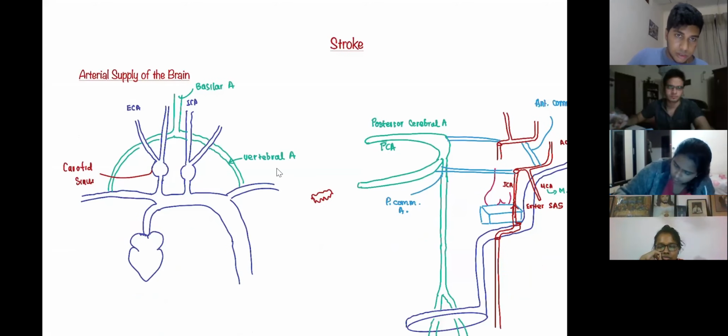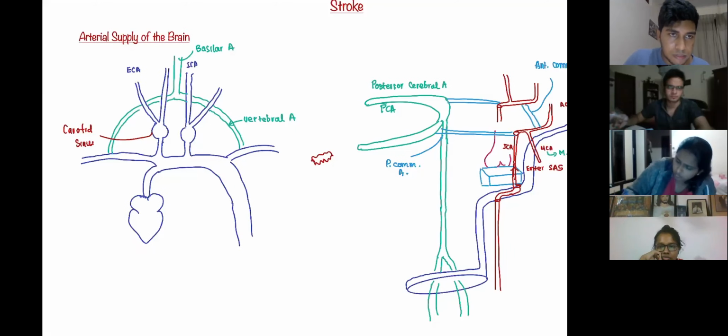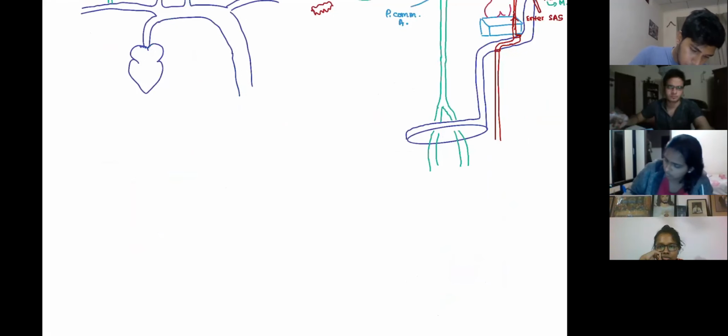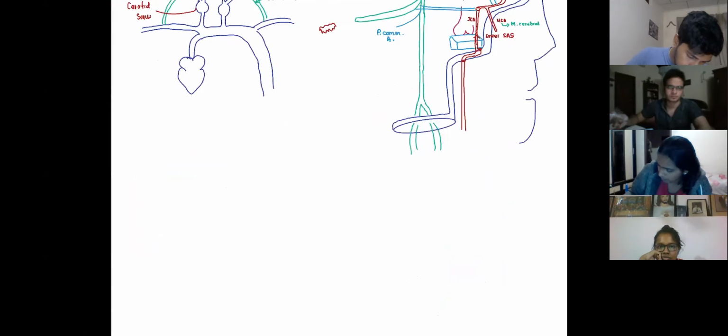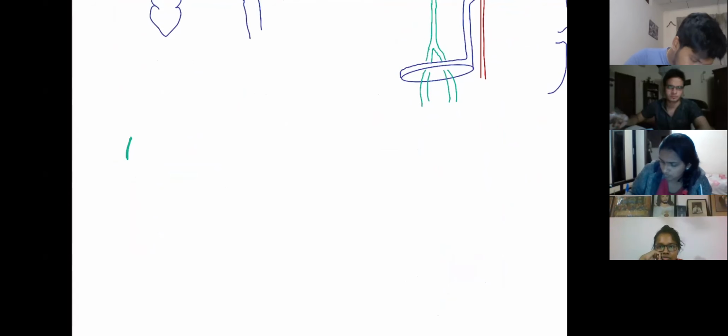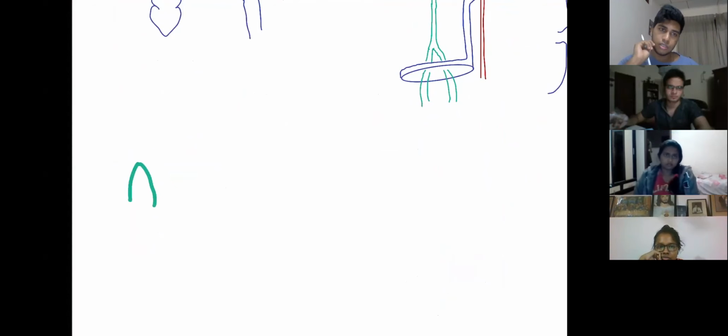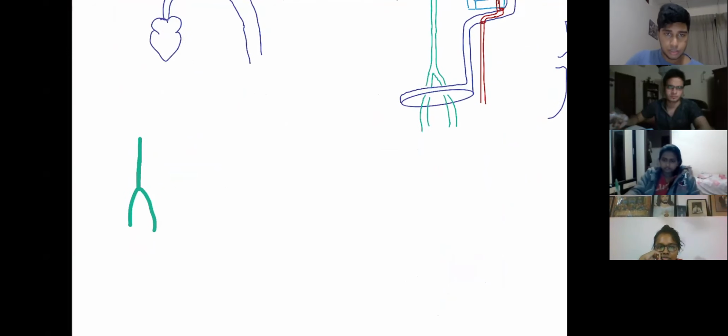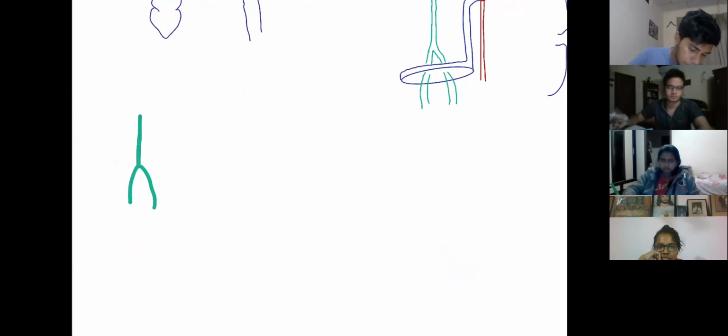Okay. Now, I hope you guys understood this. Let's draw the structure again. This time, you guys have to tell me the names. What are these two arteries which I drew? I'm talking about the posterior circulation. Vertebral, basilar. And we have the posterior cerebral. Yes, thank you.